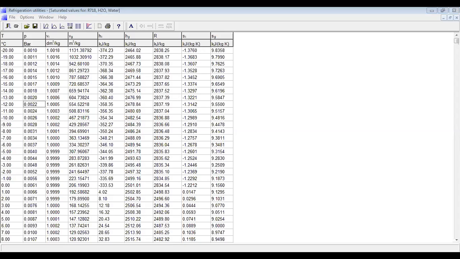if you look into the other property tables, there is the famous Rogers and Mayhew property table. You can download it also from the internet.